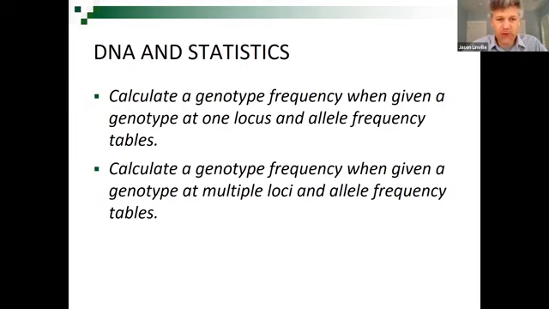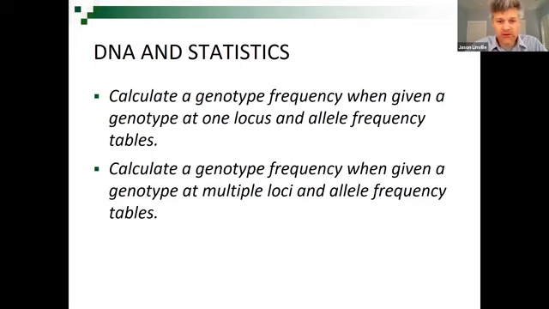So what I want you to be able to do at the end of this lecture is to actually calculate the genotype frequency if you're given a genotype at one locus. In other words, what is a genotype at one locus? Well, for DNA, it means, okay, at the locus D5S818, the person's genotype is 13, 14, 13 repeat and 14 repeat. Now, to be able to calculate that, you need some type of population data, and that's going to come in the form of an allele frequency table, okay?